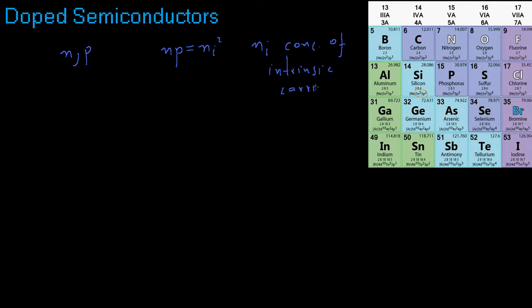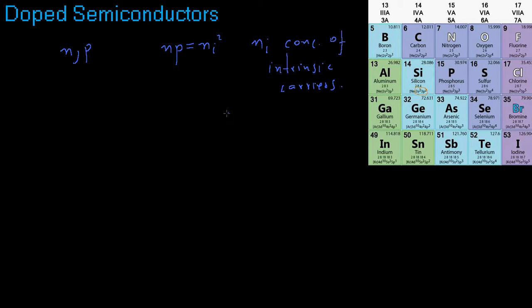carriers. So it's the concentration of intrinsic charge carriers, and that's N and P. That's Ni is equal to N, and Ni is also equal to P. And so in this presentation, we are going to look at how we can change the structure of the silicon crystal in order to change its conductivity properties.